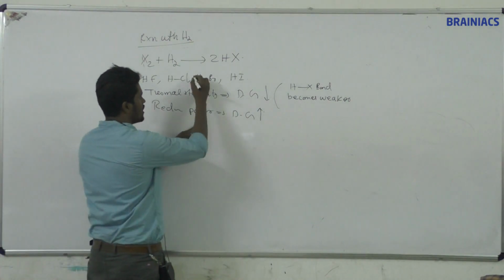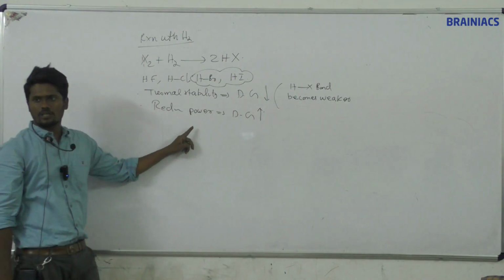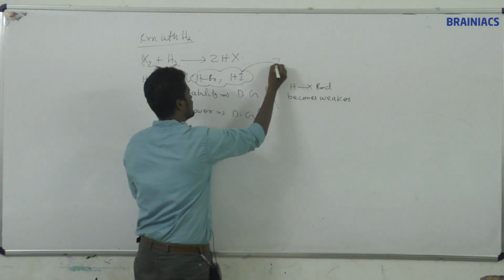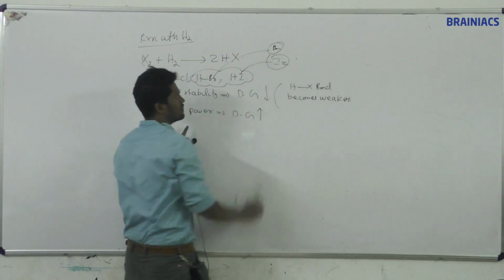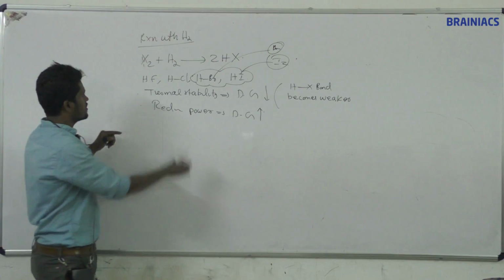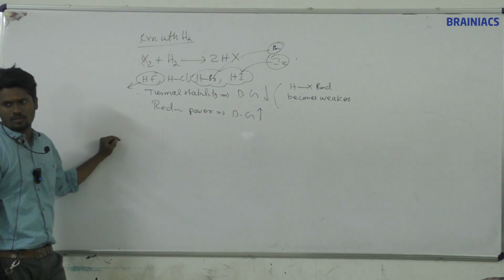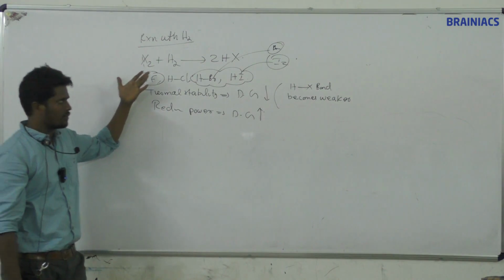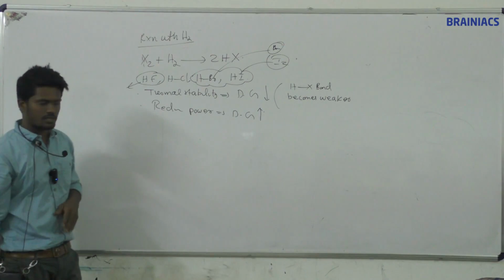So that means which act as good reducing agents? HBr and HI, which get oxidized to Br2 and I2. HF is not a good reducer. It can't reduce anything, but it can reduce KMnO4, K2Cr2O7 etc.